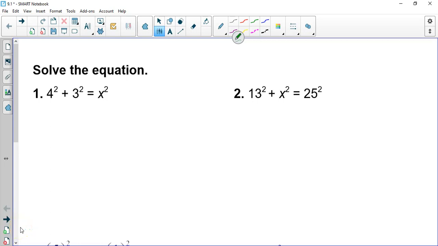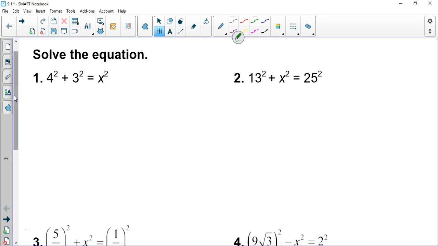Okay, so we're only going to do some of these. This is Unit 9. These are just some review, some concepts we're going to need for this unit. So I'm going to do number 2. 13 squared is 169. And 25 squared is 625.